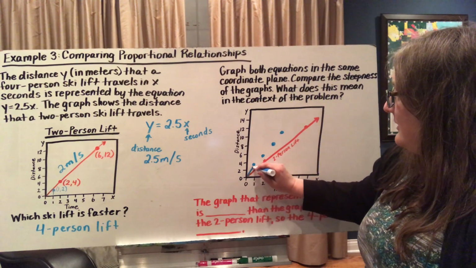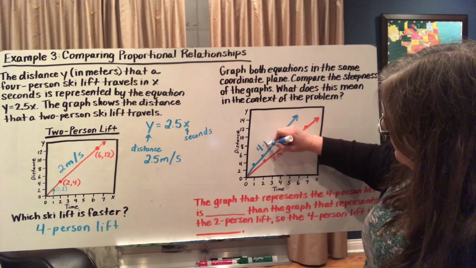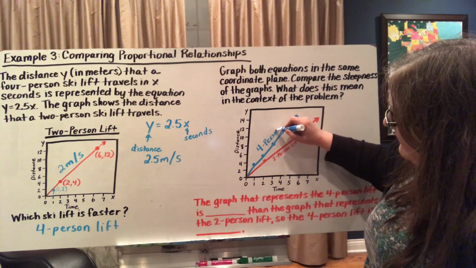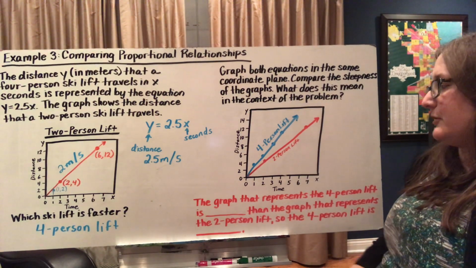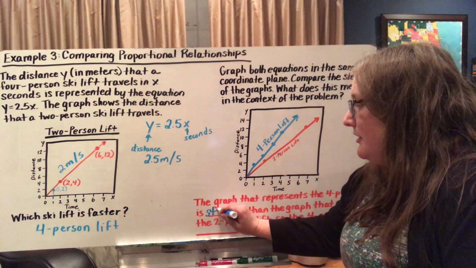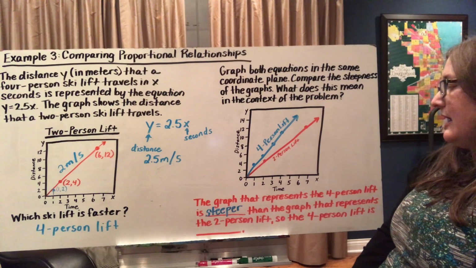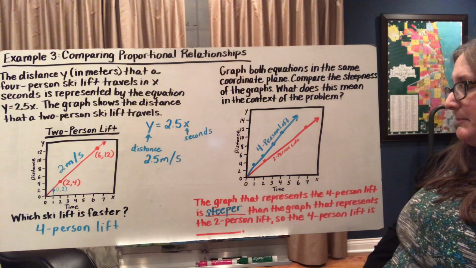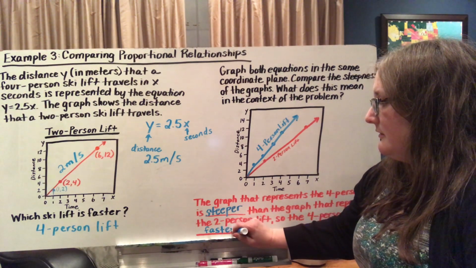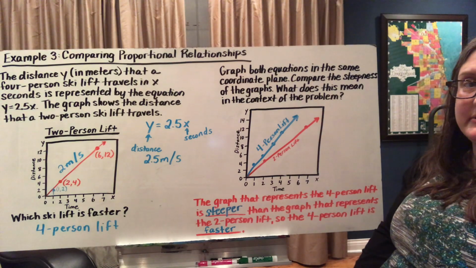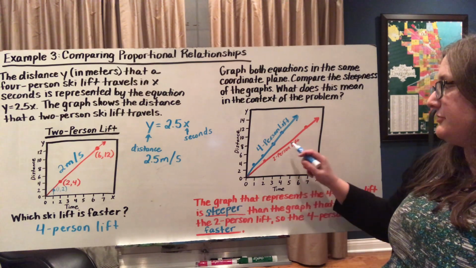All right, so if I connect these, here is my 4-person lift. I connect these dots, I can see that the graph that's representing the 4-person lift is actually much steeper. Steeper matters in math. Steeper means it has a greater slope. It also means that because this one is steeper, the 4-person lift is faster than the 2-person lift. So when I compare the steepness in this real life situation, it's telling me the 4-person lift is going to be faster than the 2-person lift.